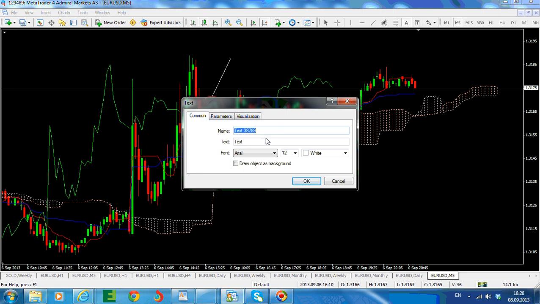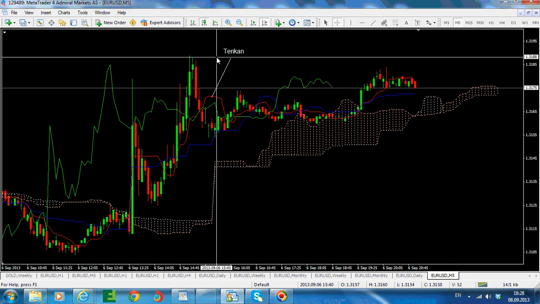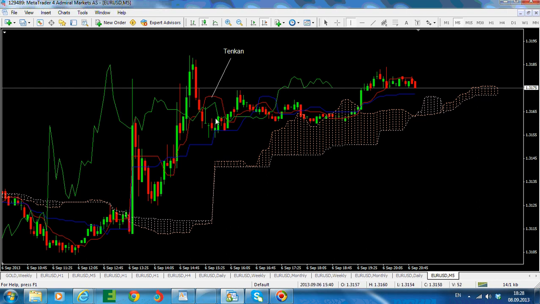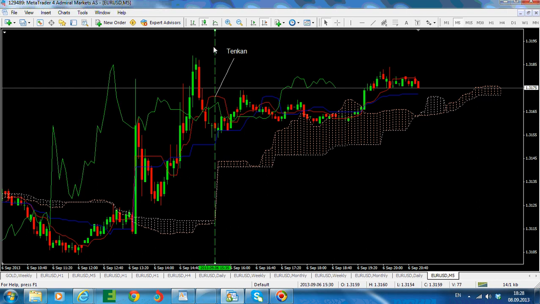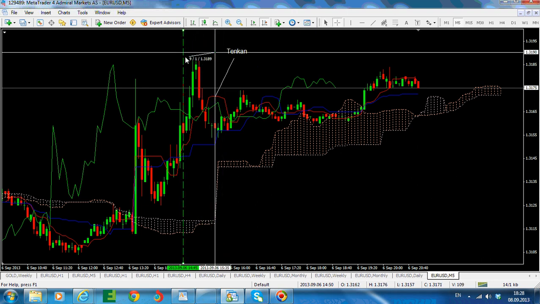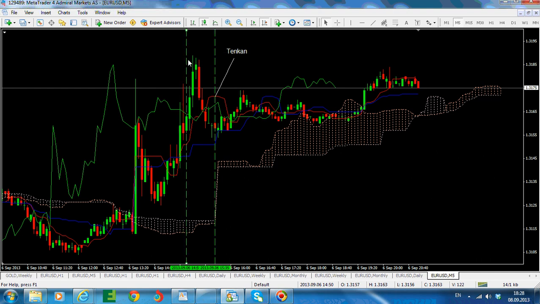Tenkan basically represents the average of the previous 9 candles. So just take a vertical line here. So the average of the previous 9 candles. Let's see where the 9 candles are. So it represents the average between the previous 9 candles' highest high and lowest low, and there is the level for the Tenkan. Then we've moved forward with our analysis of the Ichimoku Kinko Hyo elements, and the Kijun here.